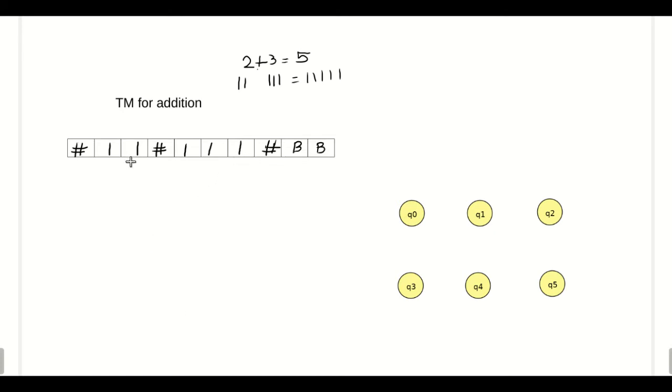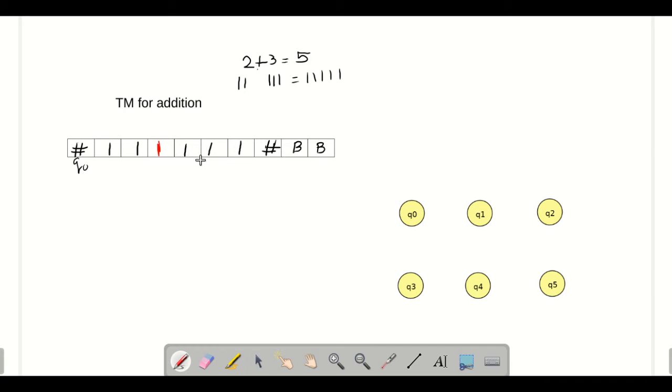The idea is that we will start here from the state q0, and we will keep on moving towards the right side until we see the hash symbol. Then we will replace that hash symbol with a 1. Again we will keep on moving towards the right side until we see the next hash. Here it is not yet finished, because now the result is 1 2 3 4 5 6 ones. So we have to replace this last one with the hash.